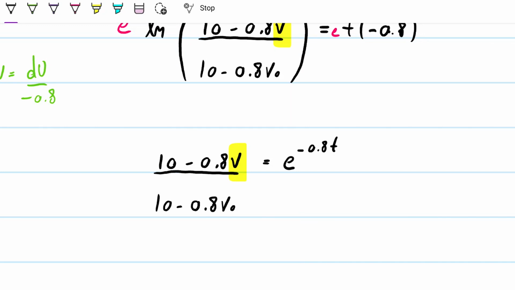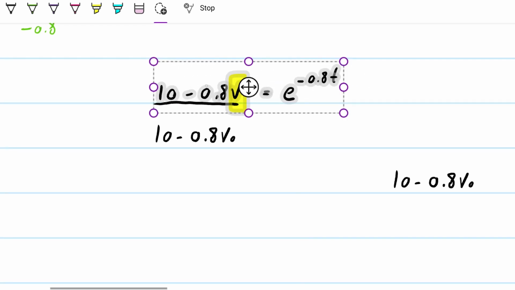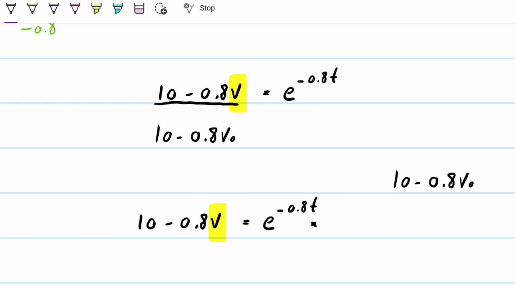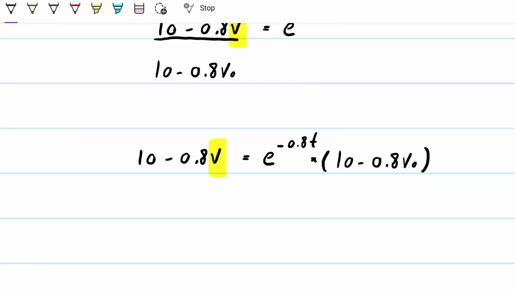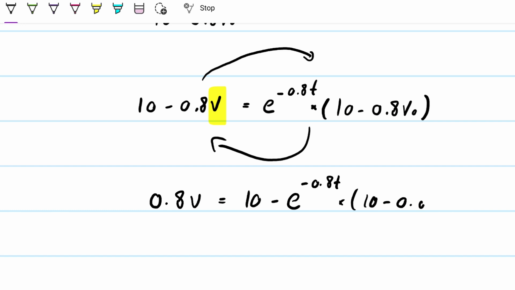What I can do if I want is send, obviously, this whole guy multiplying to the other side, and I probably should do that. And then I can also send this 10 to the other side as well. So one step at a time. So let's first send this one multiplying to the other side. I'm going to go ahead and copy. This comes over here, and then this stays the same, times this. Let's make sure there are parentheses there so that we don't lose anything. And then we have that 10 over there. So I'm going to send this guy to this side as a positive, and then send this multiplication as a negative on that side. So I'm going to have 10 positive. So that's going to give me 0.8 velocity equals 10 minus e to the 0.8t times 10 minus 0.8 times the initial velocity.